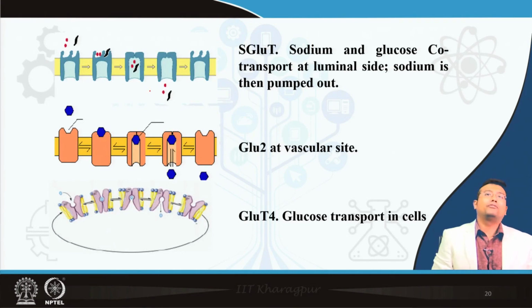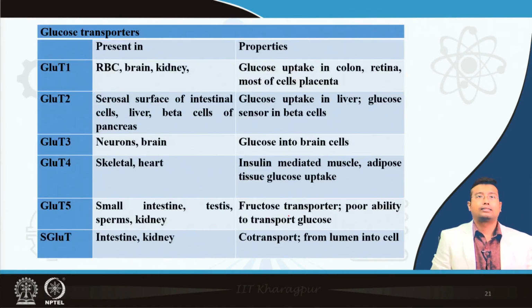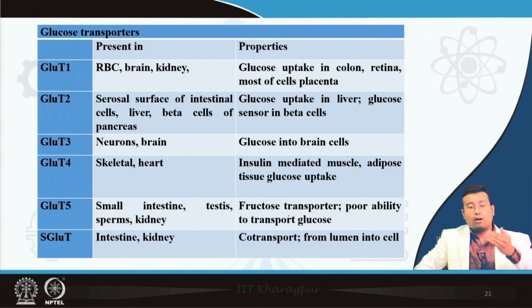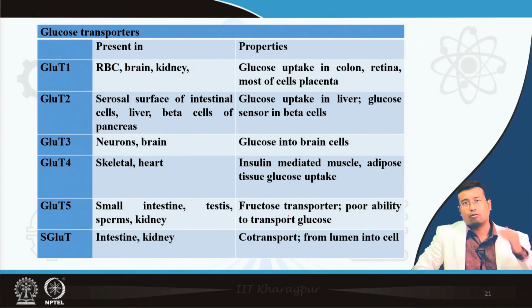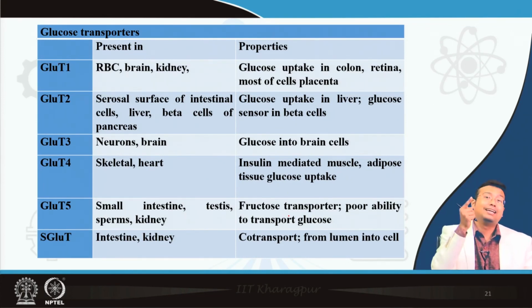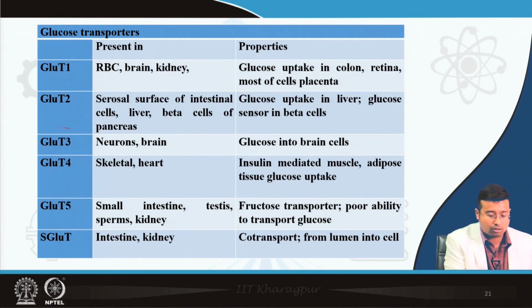So, this is the overview of 3 types of glucose transporters: sodium dependent glucose transporter, GLUT2 at the vascular site, and GLUT4 in the cells of heart and skeletal muscle. And this is a chart again for MCQ, where all the types of glucose transporters and where they are located have been tabulated. As I told you, brain utilizes basally 60% of glucose. What type of glucose transporter? GLUT3. Right. So, this is an MCQ question.